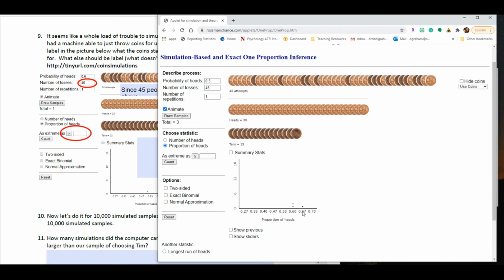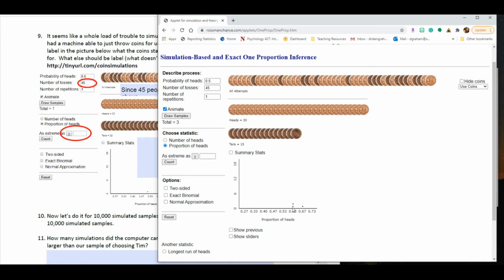So down here on our dot plot, you see there's a little dot that got added at 0.67. So what it's doing is each time we're running a sample, running a simulation, it's flipping the coins, counting up how many heads, how many tails, calculating the proportion of heads, and then it adds a little dot to our dot plot.